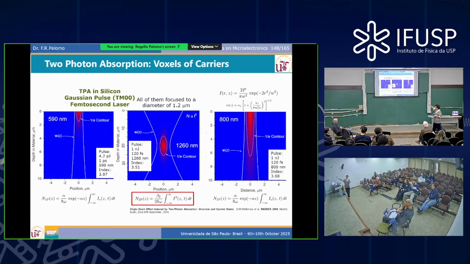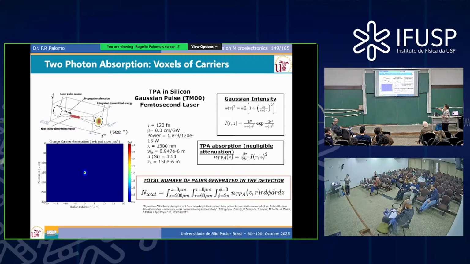Simulations: 590 nanometers, 800 nanometers, second photon absorption regime. Okay, so basically what we are looking at is this kind of voxels. In that voxel the electron and hole pairs are being generated, and you can move the voxel along the whole detector.